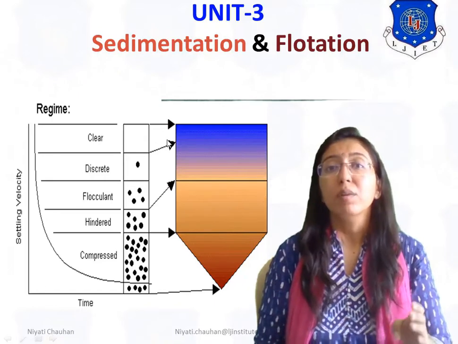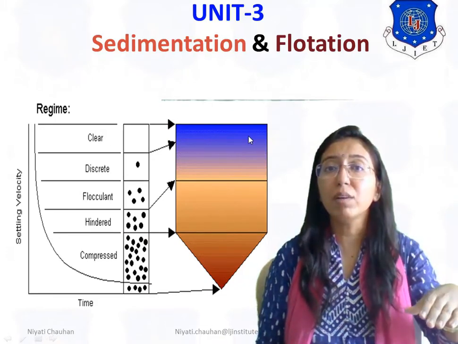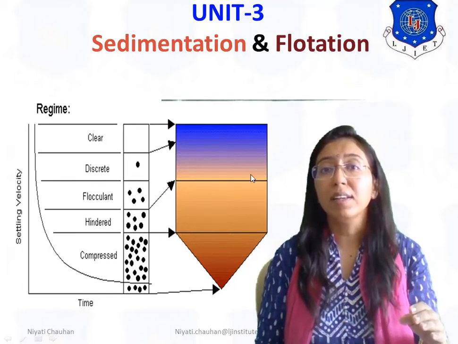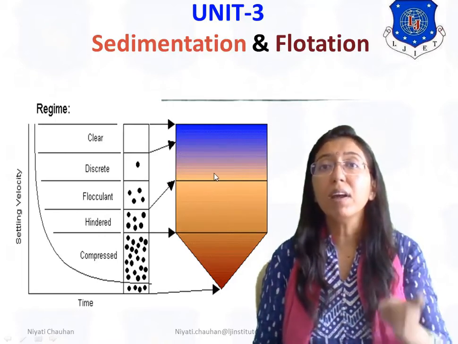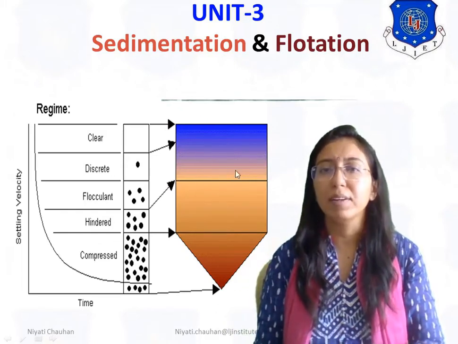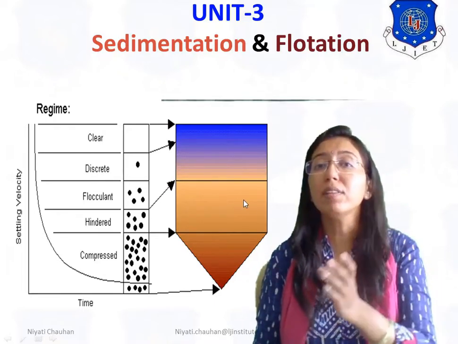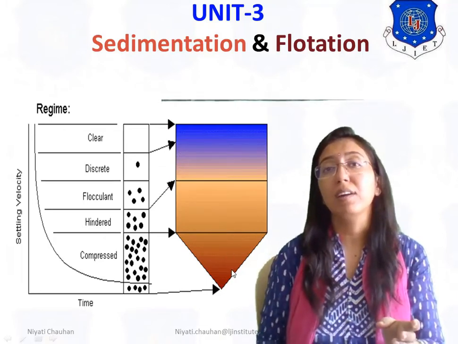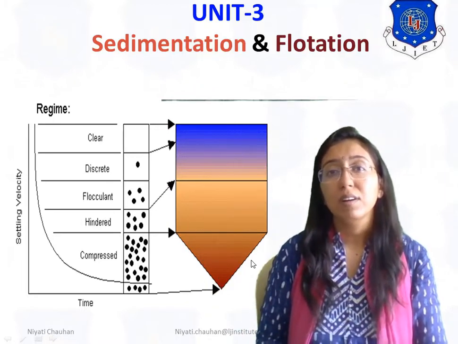First, pure water at the top side. This is clear water. Then in the next layer we get discrete particles, right? And we know that discrete particles never make a bond with other particles, so they move randomly in this layer. So this is discrete settling, then flocculent settling, then hindered settling, and last compressed settling. All particles settle down at compressed settling.